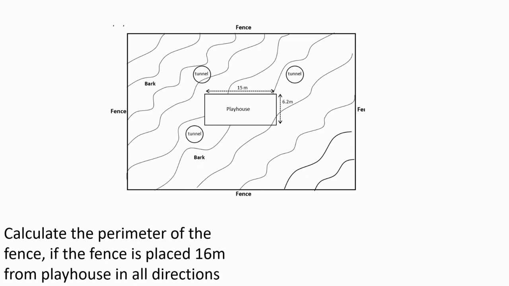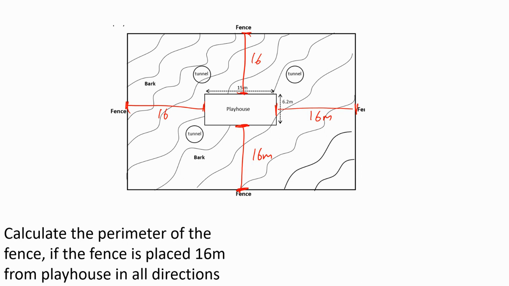And then the last skill is the perimeter. Now this sort of comes in a kind of interesting way. So it says here, calculate the perimeter of the fence if the fence is placed 16 meters from the playhouse in all directions. So what that means is the distance between the playhouse and the fence is going to be 16 meters. And it doesn't matter what side I'm on, it's always 16 meters.